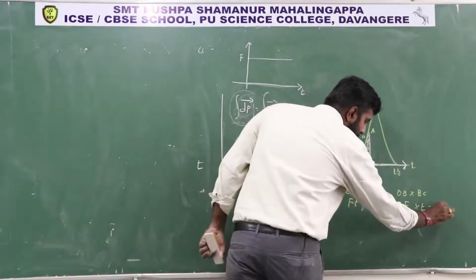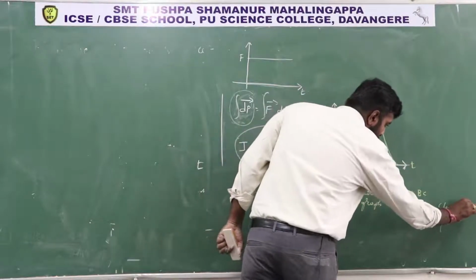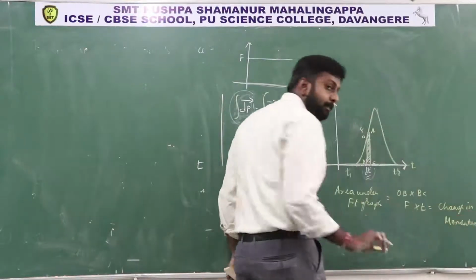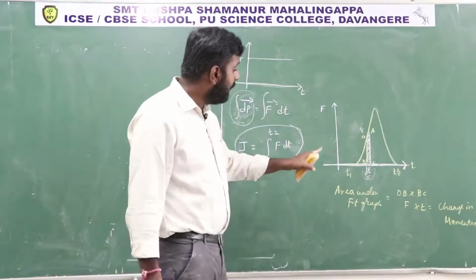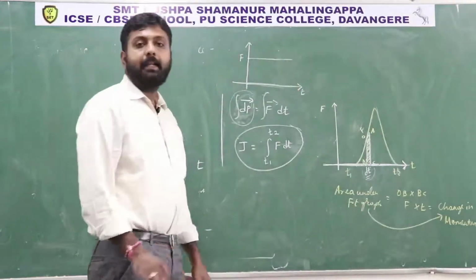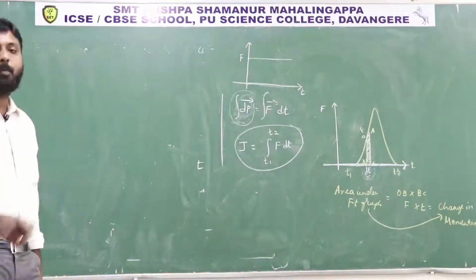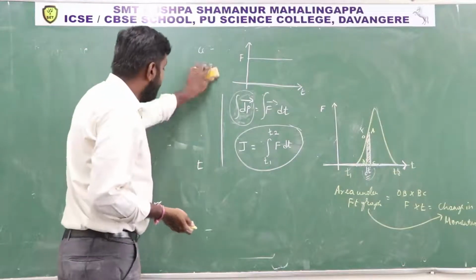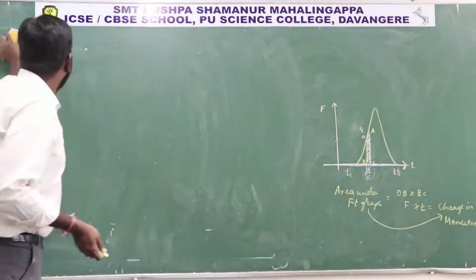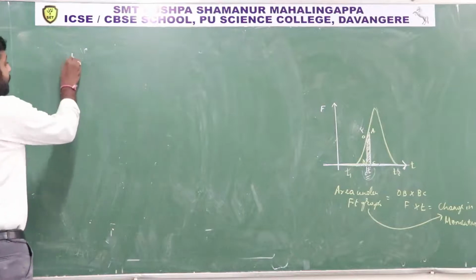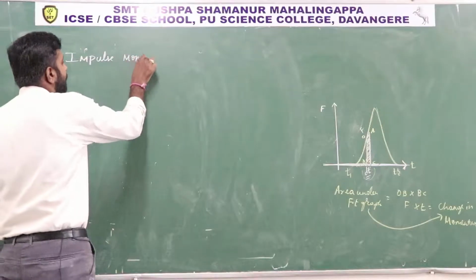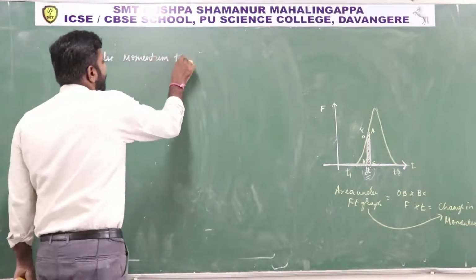OB means that is nothing but F, and BC that is nothing but T. F into T is nothing but change in momentum. F into T is nothing but what? Change in momentum. Then remember, always the area under the F-T graph will give the change in momentum. And what is that? Impulse momentum theorem.